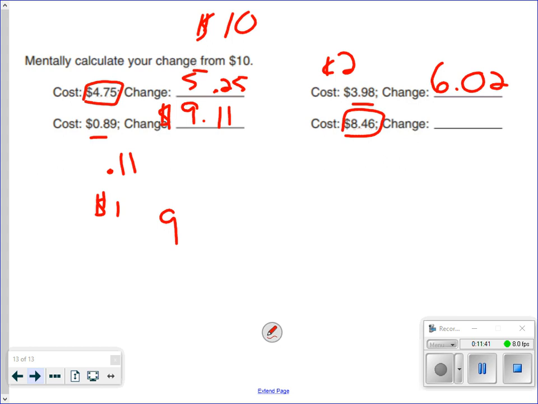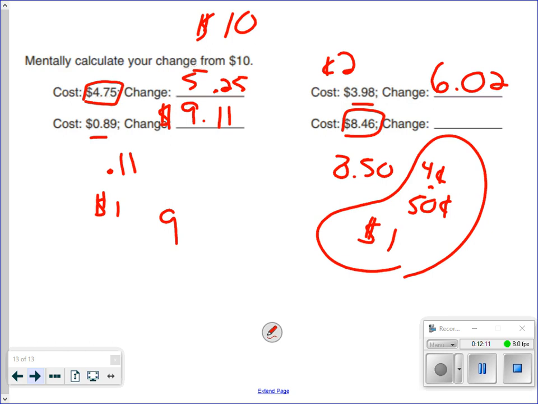How about this one? Ooh, this one gets a little more challenging. I like it. $8.46, as close as we can to $10. What would be my change? Well, we're going to take this and get as close to $8.50 as possible, right? Which would be 4 cents. Follow along with me, okay? If I'm at $8.46, I need 4 cents to get to $8.50, and then $8.50 to $9 would be another 50 cents. And once we're at $9 to $10, that would be one whole dollar. If I add all these up, I've got $1.54. That's how my brain works. Hopefully your brain works the same way.